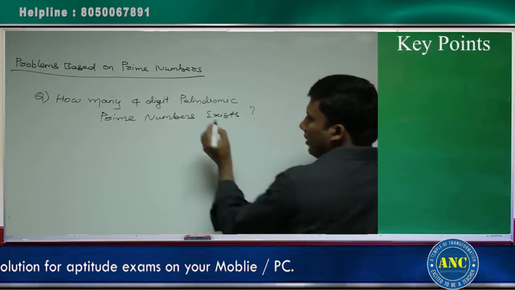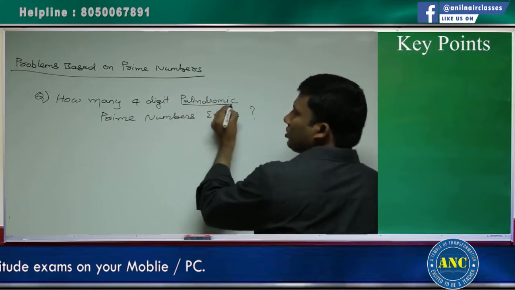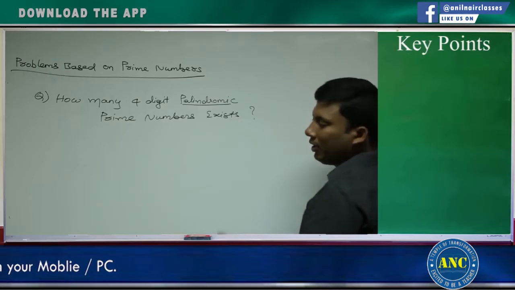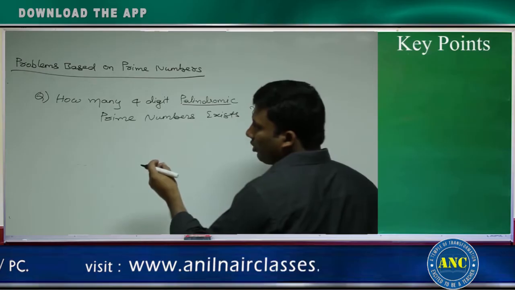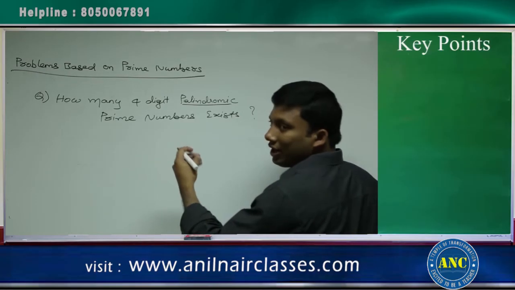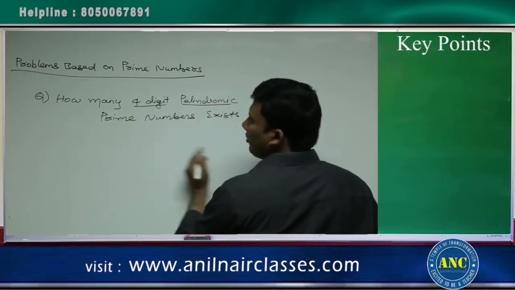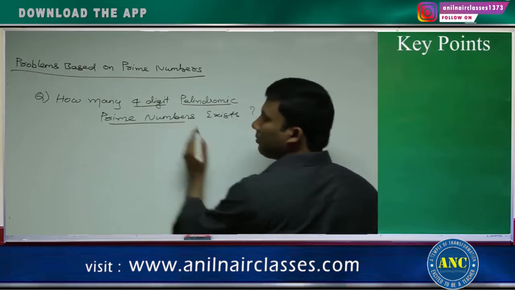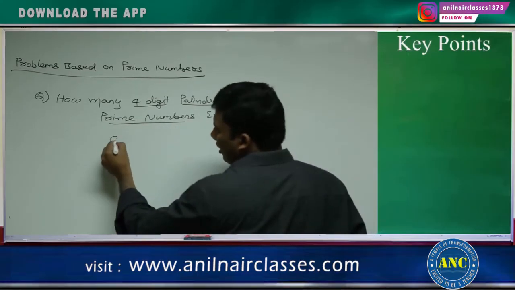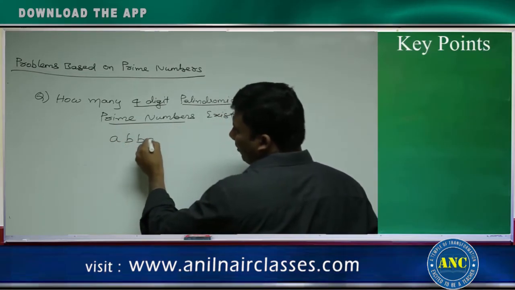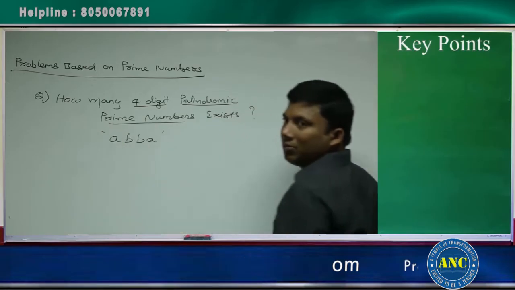Now see here, there are some key points in this question. The number is a palindromic number. A number is said to be a palindromic number if you read from left to right or right to left, it will be the same. And 4-digit, we have to check how many such numbers are prime numbers. Now see here, a 4-digit palindromic number will be of this form, ABBA.